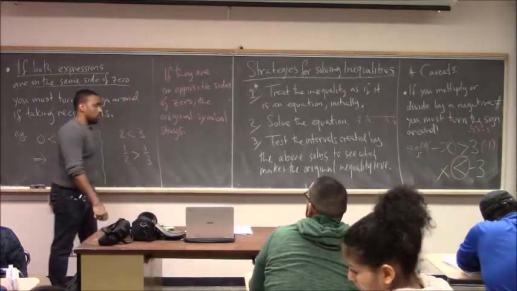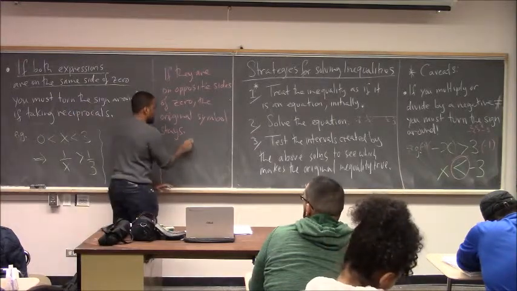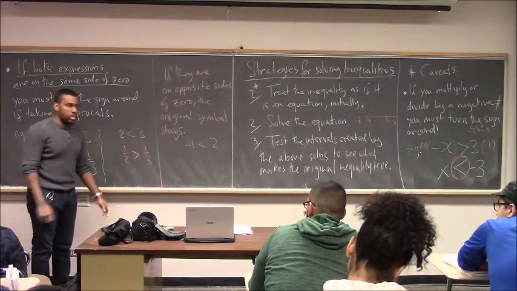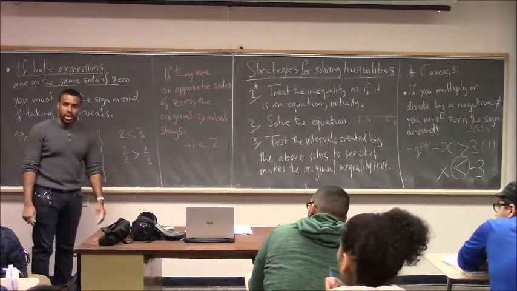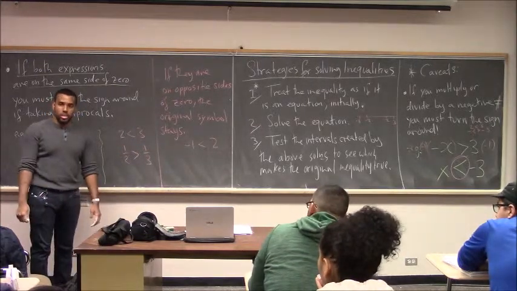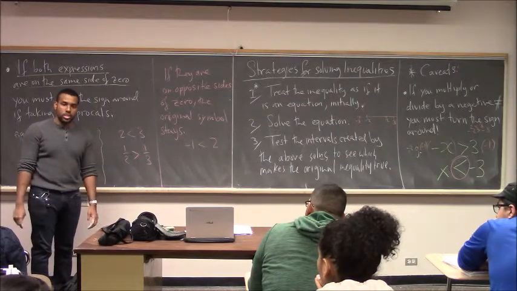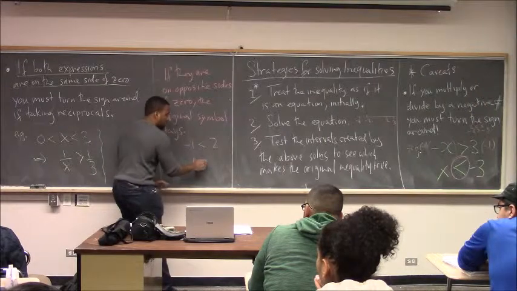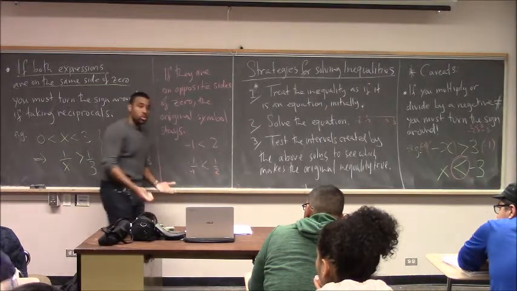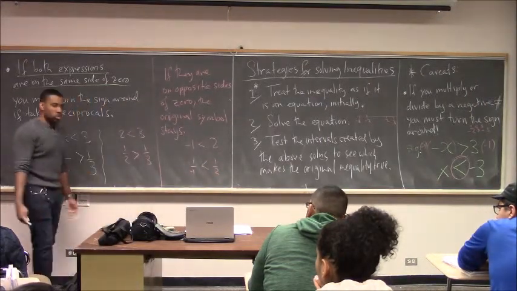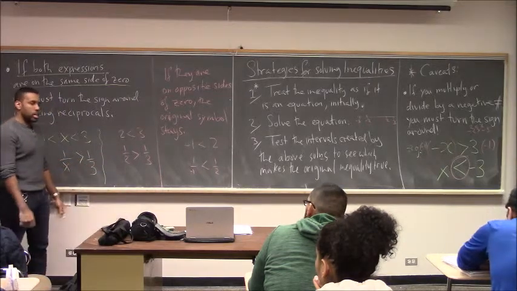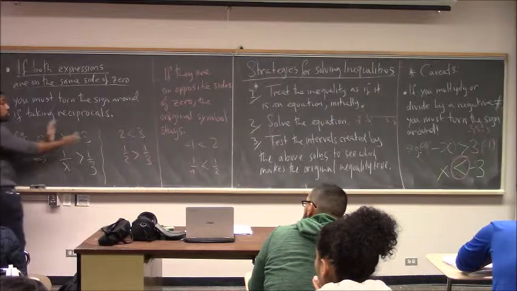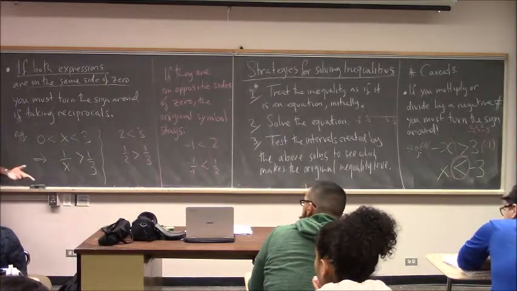Right? For example, -1 is less than 2. Now if I decide to flip both sides, the left side will still be a negative, and the right side is still going to be a positive. A negative number is always less than a positive number. Taking reciprocals here would not actually turn the sign around. It will stay the same, because one side is always positive, the other side is always negative. However, if they are on the same side of 0, both negative or both positive, when you take a reciprocal, you need to turn the sign around.